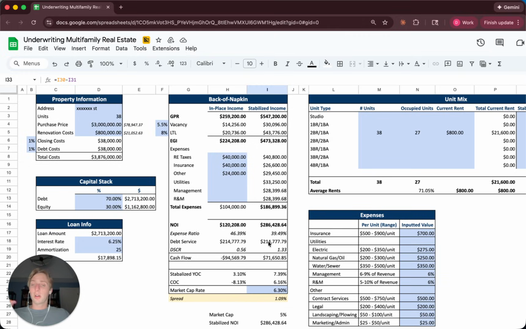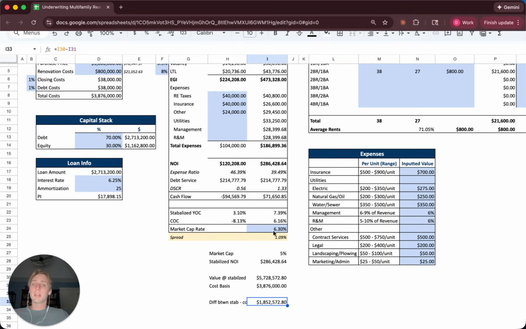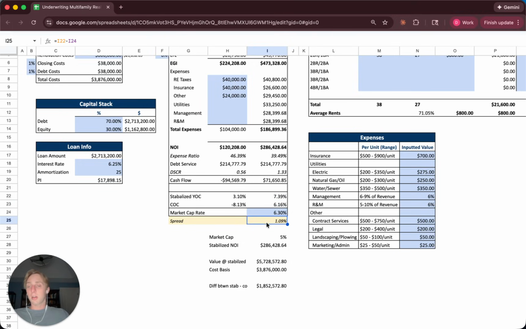So that is how you quickly underwrite these things: you want to see what the market cap rate is and what that stabilized yield on cost is. That delta is the spread that we make as value add investors here. And again, this is more so for value add. So for me, I would want to probably target, let's say, a 1.5% spread, aka 150 basis points.